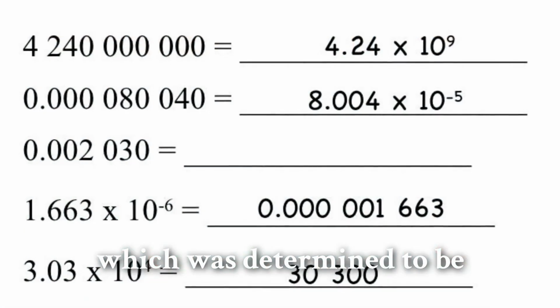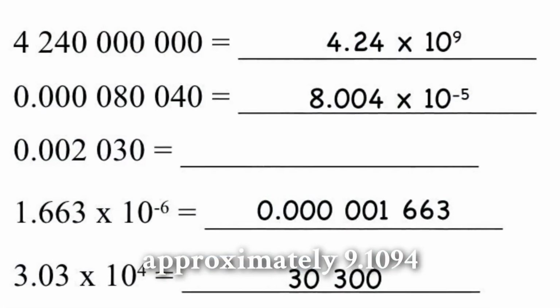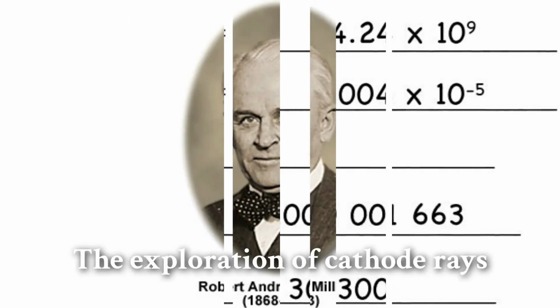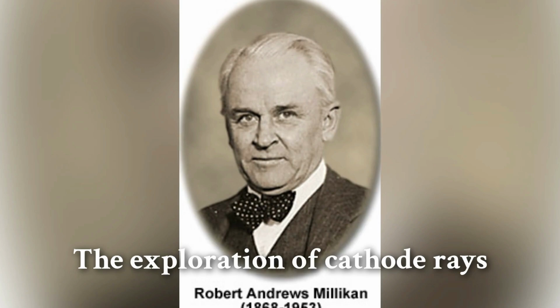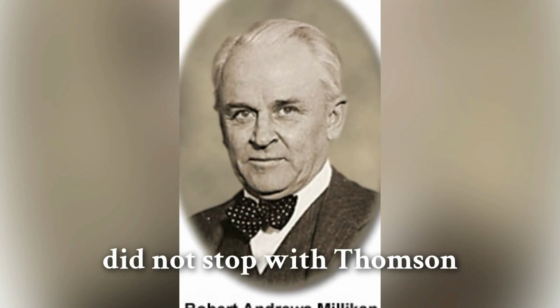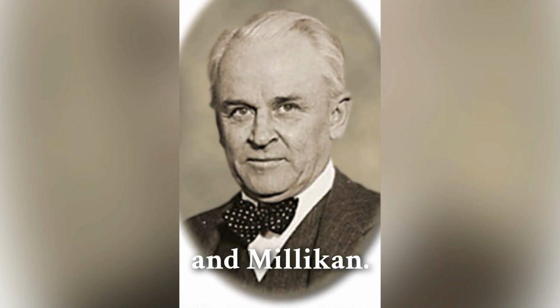Combining Millikan's findings with Thomson's charge-to-mass ratio allowed scientists to calculate the mass of the electron, which was determined to be approximately 9.1 × 10^-31 kg. The exploration of cathode rays and the properties of electrons did not stop with Thomson and Millikan.